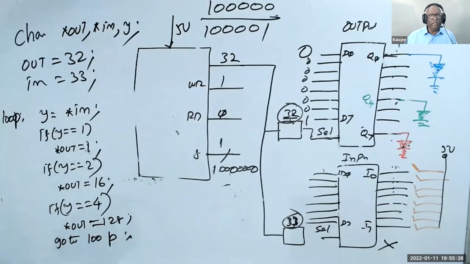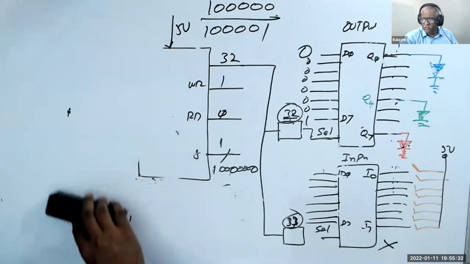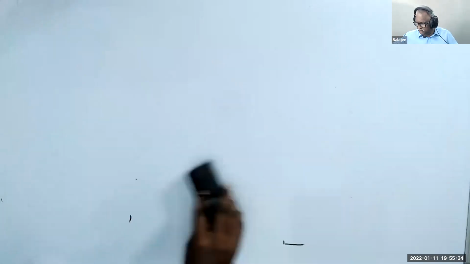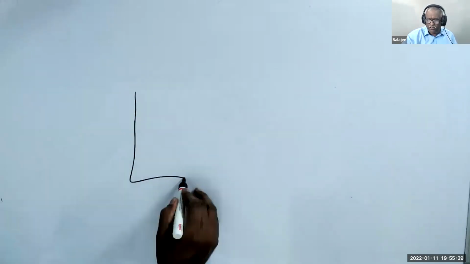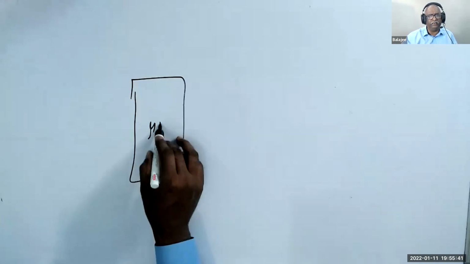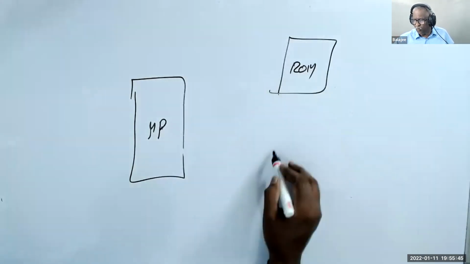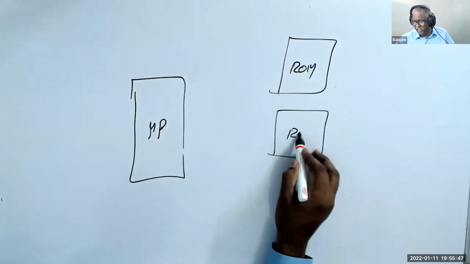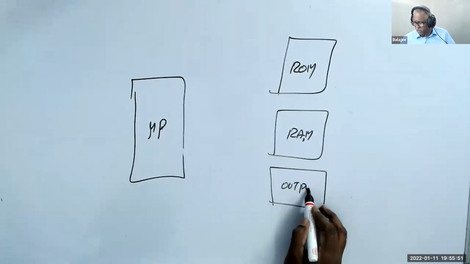Now, let me just tell you how the input output works. So what happened now is this. You see here, I have an IC called microprocessor. I have one called ROM. I have one called RAM, where I store my variables. Then I have output. I have input.